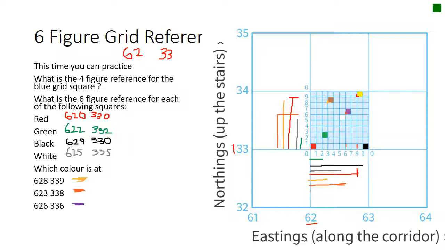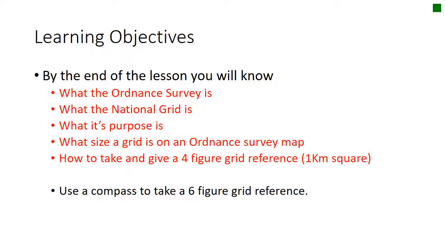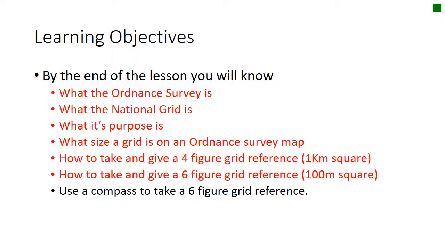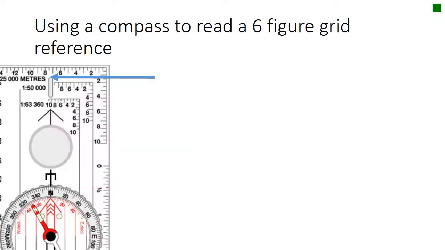I think that's us there. So that's an example of your 6-figure grid references. So we can now say that learning objective has been covered. We can take a 6-figure grid reference in theory down to a 100 by 100 meter square. So lastly, we're going to find out how we use a compass to do that.